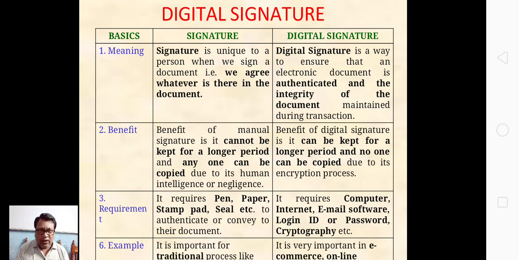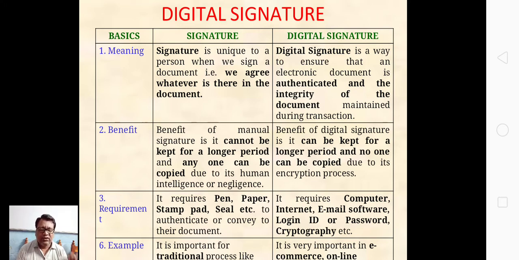Third thing is the requirement for manual signature. We need pen, paper, stamp pad, seal, and different kinds of things that are required to fulfill our documents. Here also there are a lot of requirements.